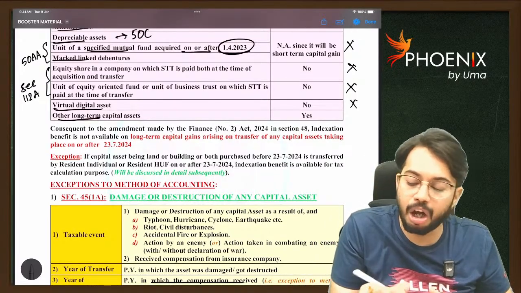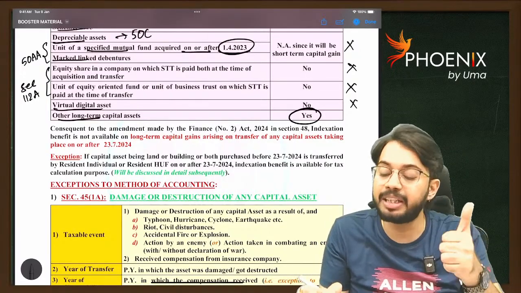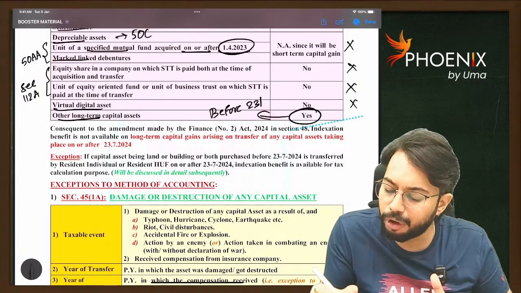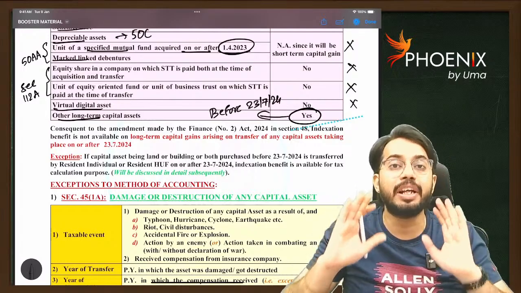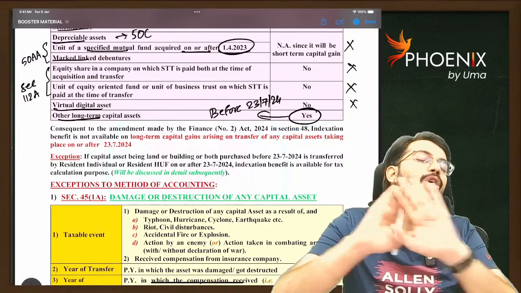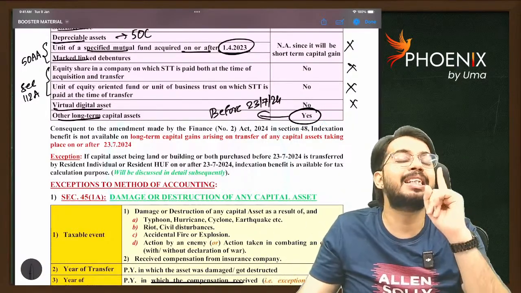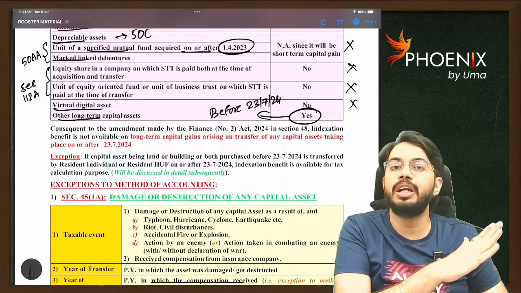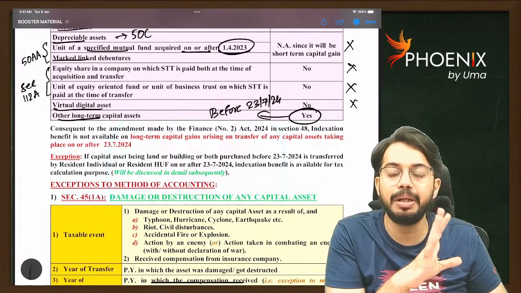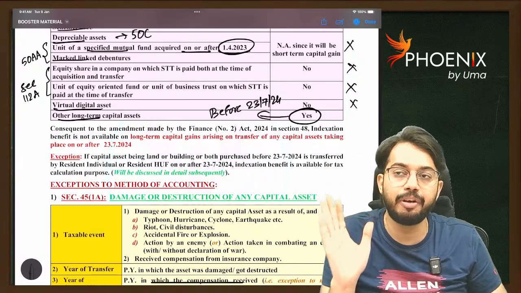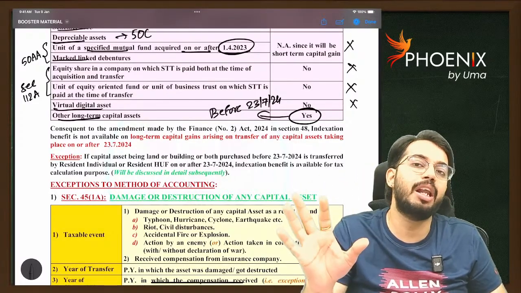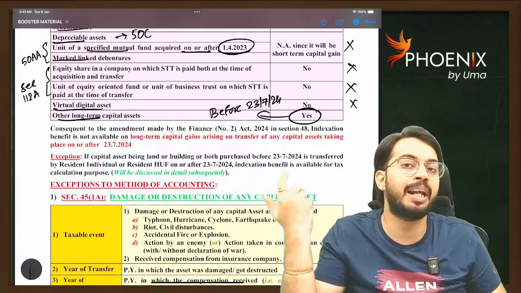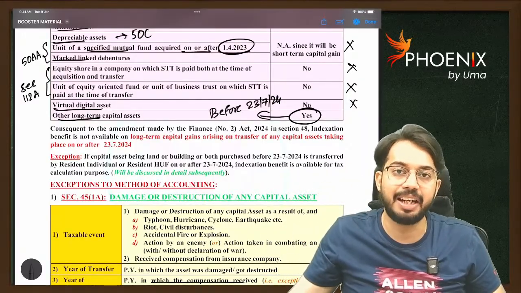With regard to other long-term capital assets, indexation benefit is available, that too before 23rd July 2024. On or after 23rd July 2024, there is no concept of indexation except in one situation. Are you able to understand? So generally before 23rd July 24, indexation benefit is available, but on or after 23rd July 24, indexation benefit is not available except only in one situation. What is that situation? I will explain at the end when I am explaining tax rates. Are you able to understand?